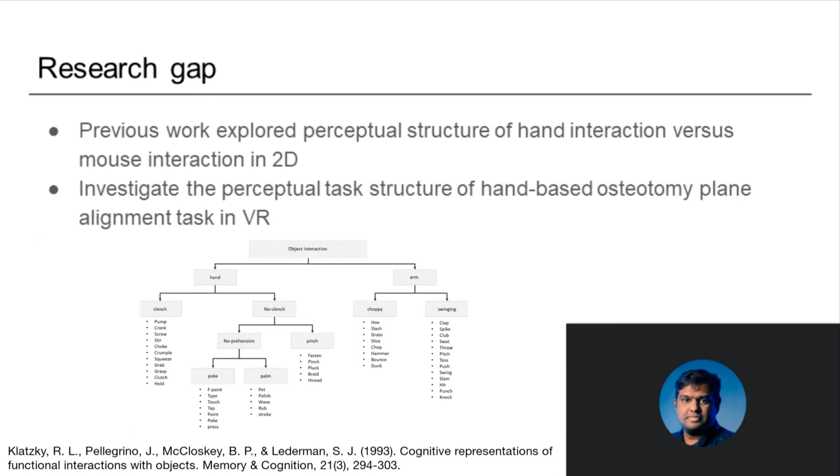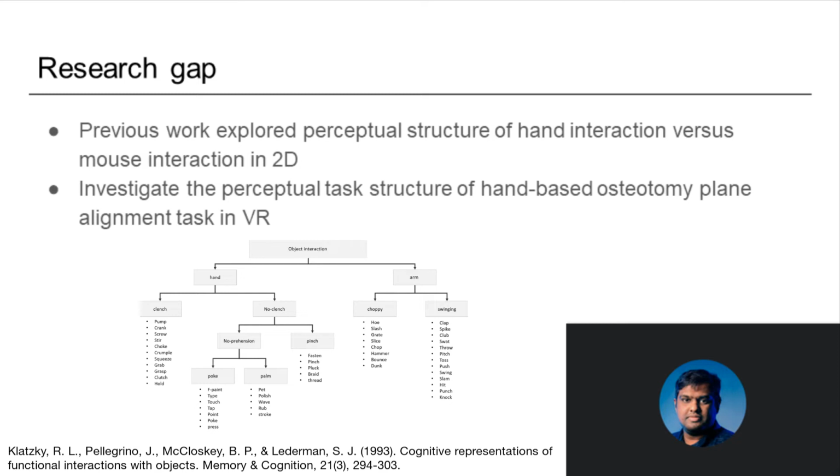One of the advantages of hand over controller is that hands are versatile and humans use different hand gestures intuitively. So we explored the task of precise object manipulation and tried to understand what the perceptual structure of the task is with hand as an input.